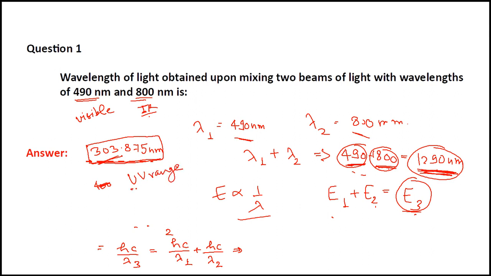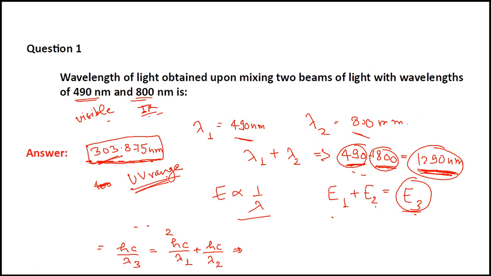Got it? So, summing up, you may be given a question about which range, visible or IR, the corresponding wavelength or light belongs to. Then your answer will definitely be that it lies in the UV range.